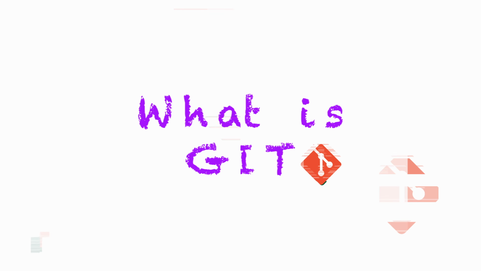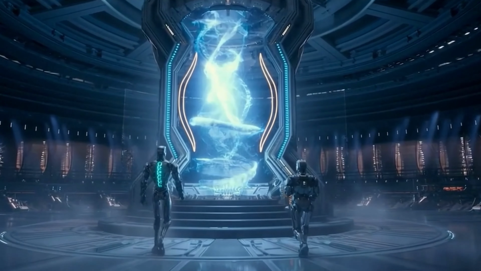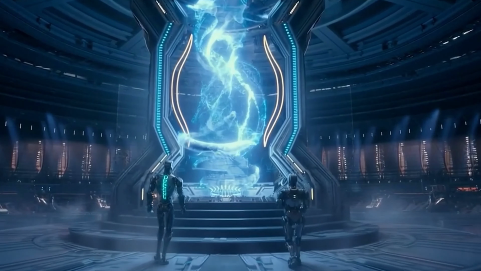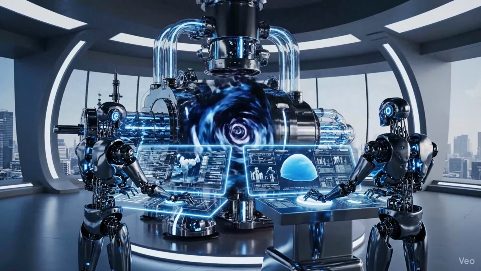So, what is Git? Think of Git as a time machine for your code. Every time you save changes, Git records a snapshot. That means if something breaks, you can jump back in time to a safe version.